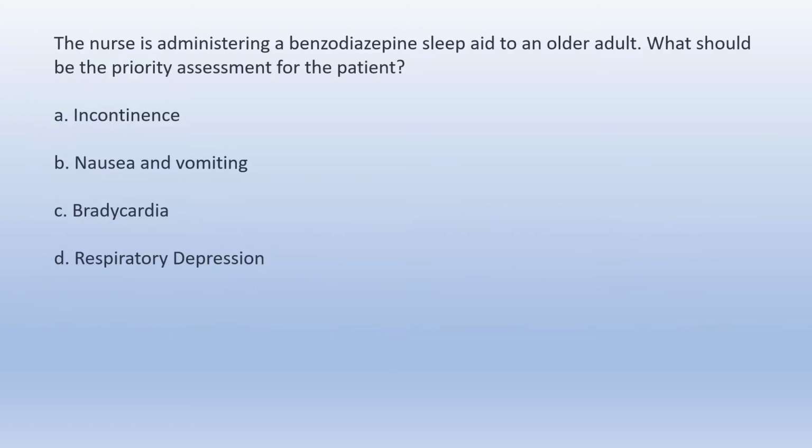The nurse is administering a benzodiazepine sleep aid to an older adult. What should be the priority assessment for the patient? A. Incontinence. B. Nausea and vomiting. C. Bradycardia. D. Respiratory depression.